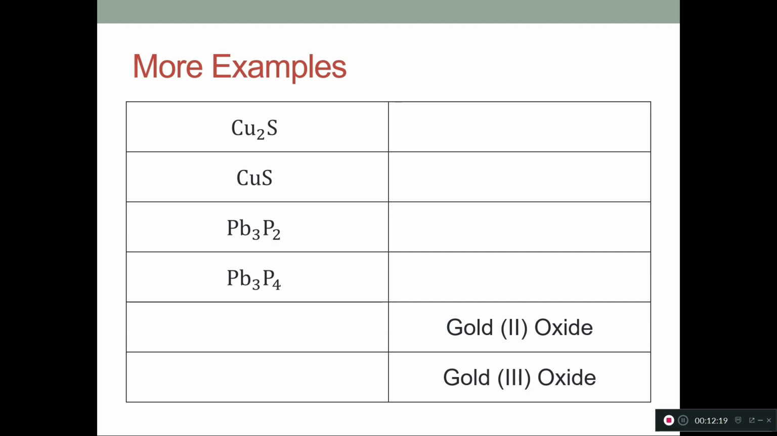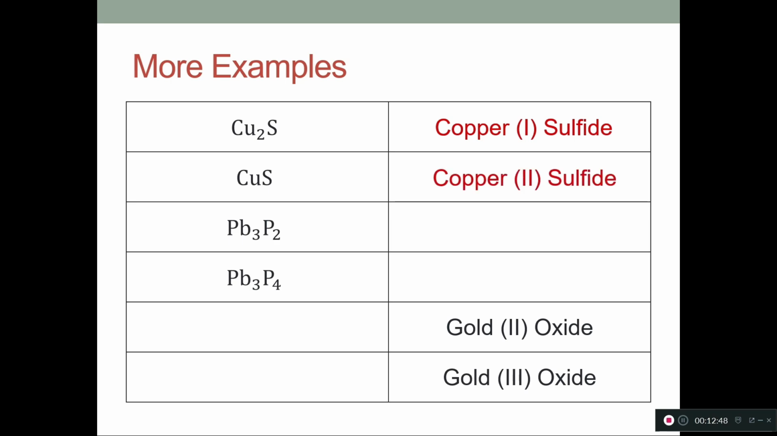So for the first one, we have Cu2S. And so that must mean that because sulfide is a -2 charge, each of those coppers must be a +1. So it's copper 1 sulfide. The next one we have CuS. Again, sulfide is always -2, so the copper must be +2, so copper 2 sulfide.